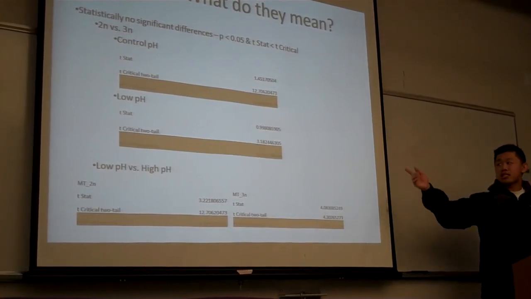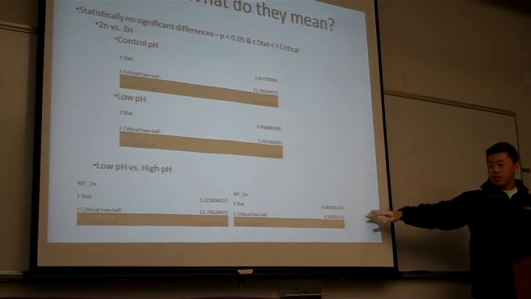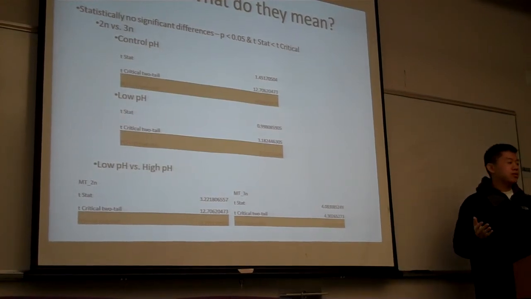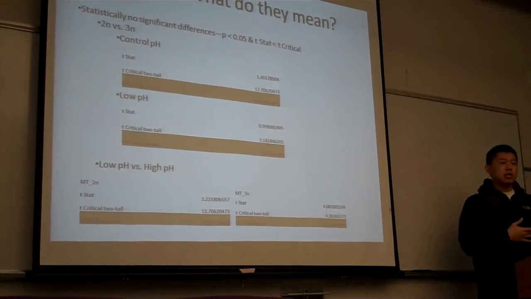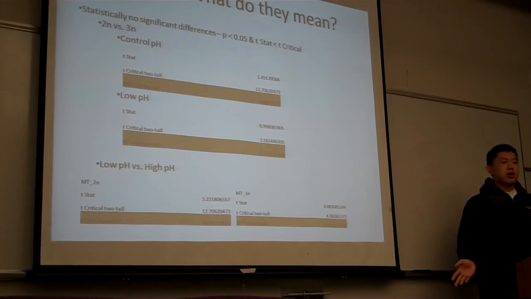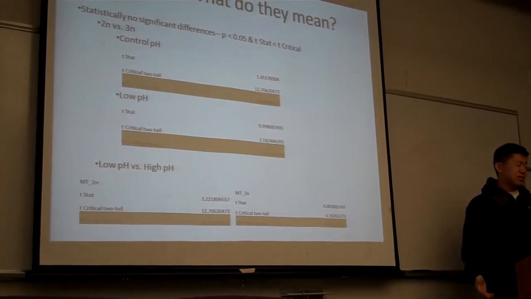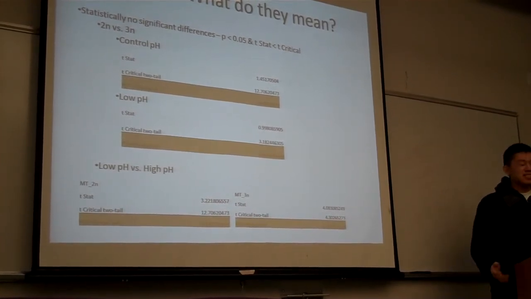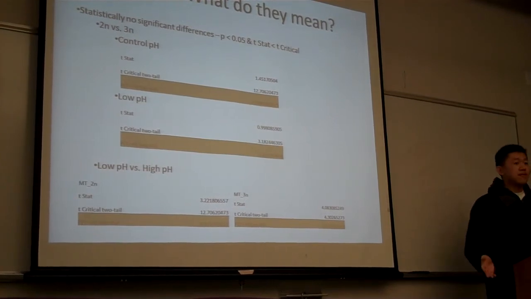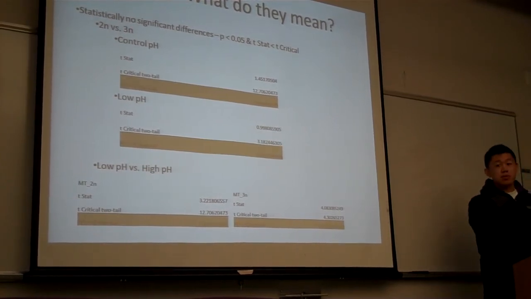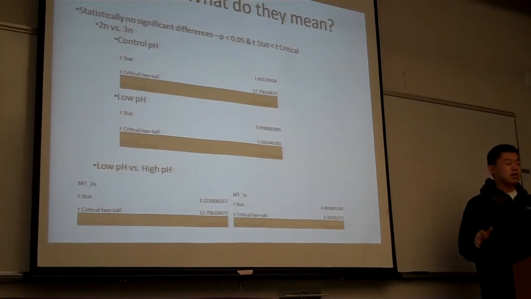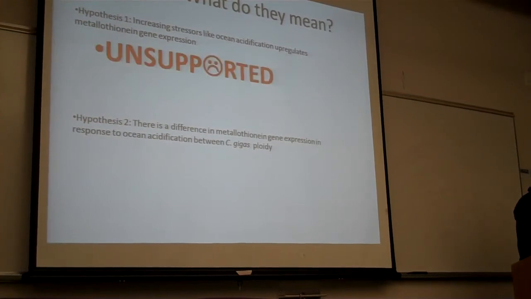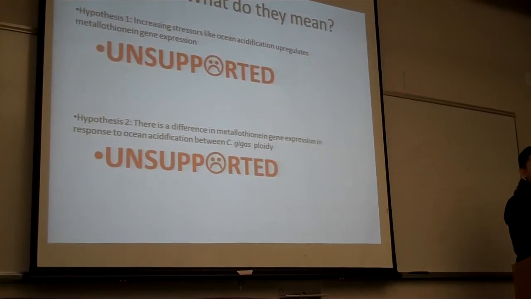And as you can see, the t calculated right here, in each case, is lower than the critical value. And the p-value, we generally wanted around 0.05. And what that means is if it's below it, it would indicate that the results are significant and that there is a statistical difference between the groups. However, in all the cases, that's not the case. So there's no statistical difference between diploids and triploids in experimental conditions, as well as between acidic groups. So here are my hypotheses again, and the first one was unsupported, as well as the second one.